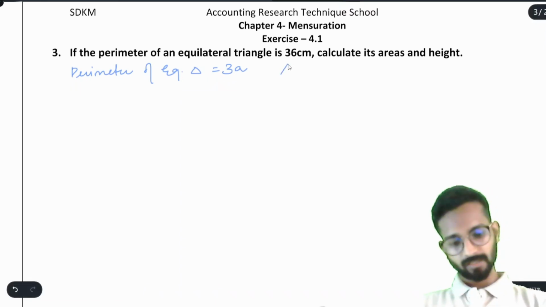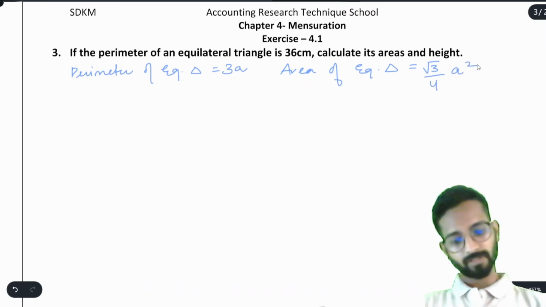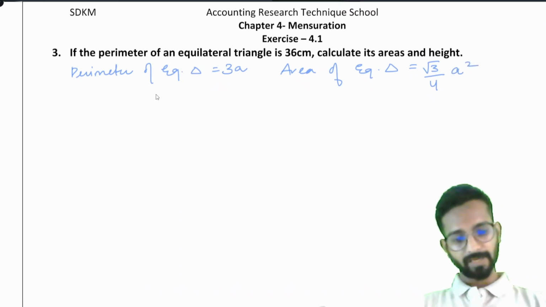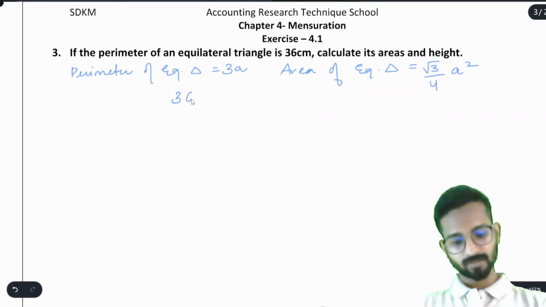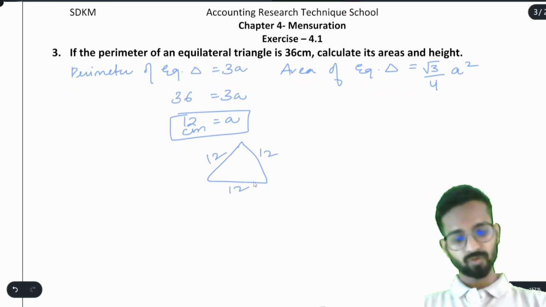And area of an equilateral triangle is root 3 by 4 a square. Now perimeter is already given, 36. If I put 3a here, I can say a is equal to 12 centimeter. So I can say that there is a triangle with all the sides 12, 12 and 12.